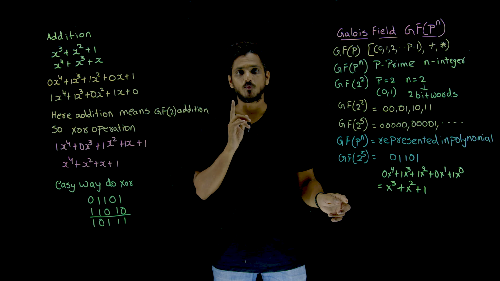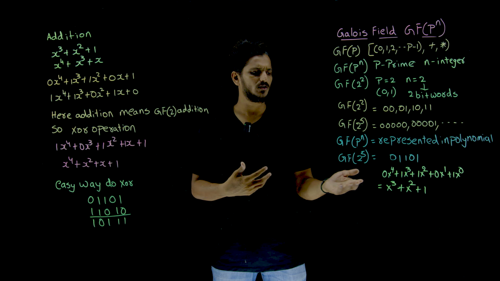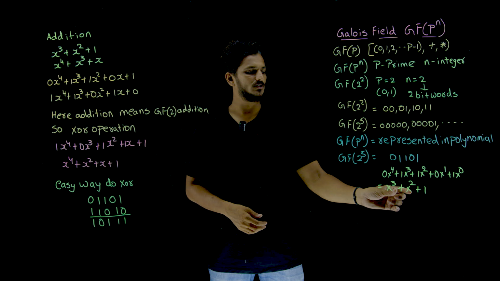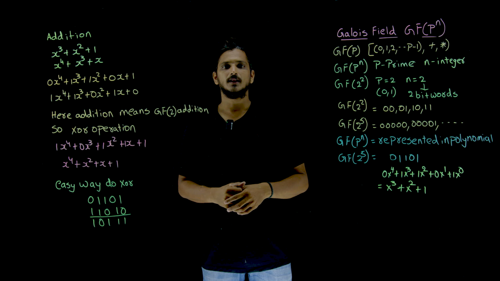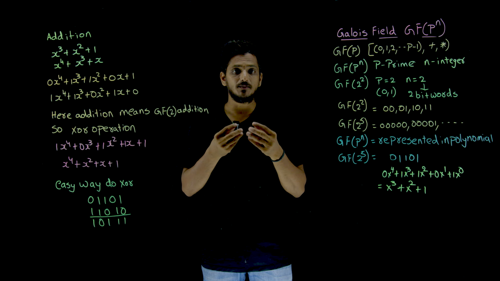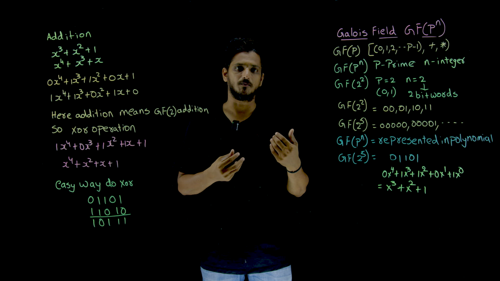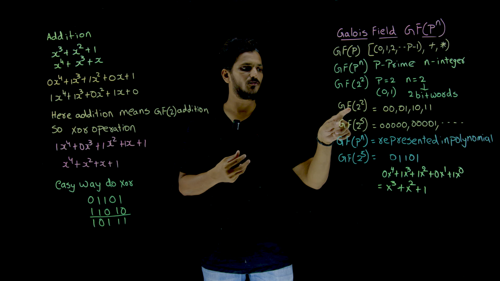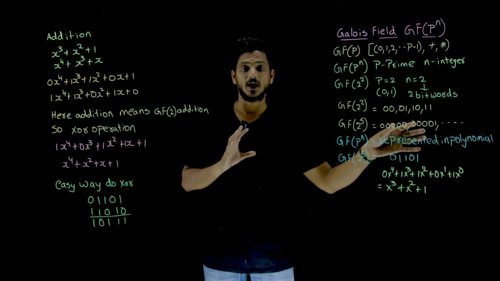Before this, you need to have 1, the quotient is 1. Instead of writing 1, simply write it as x cube. This is the short form. This is how we represented our elements in polynomial equation form. So GF of 2 power 5 means these are the set of elements.